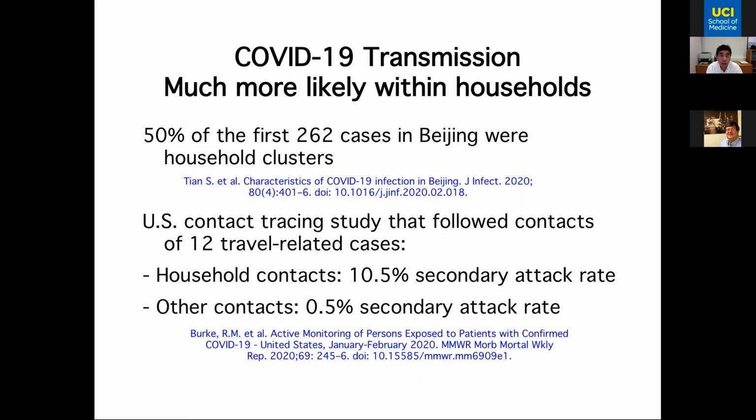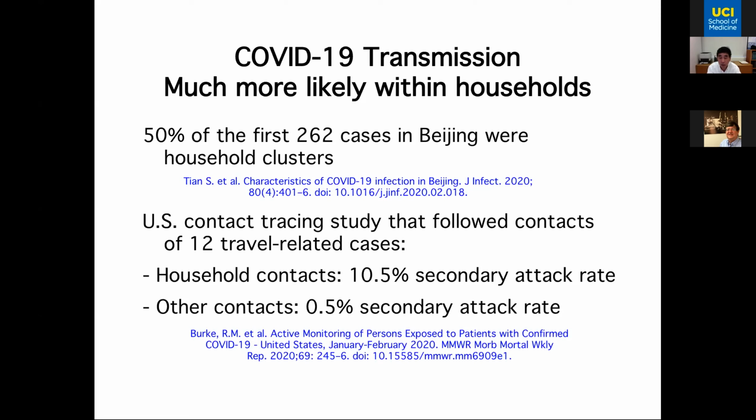So transmission is most likely, as we said, in two situations. One is in households. There's a lot of data about this. So 50% of cases in Beijing, the first few cases were in household clusters. And then in the US, we've done some contact tracing where they've looked at contacts of cases, and they saw that the secondary attack rate, meaning what percentage of individuals exposed to the index case acquired the infection, is much higher in household contexts compared to other contexts.